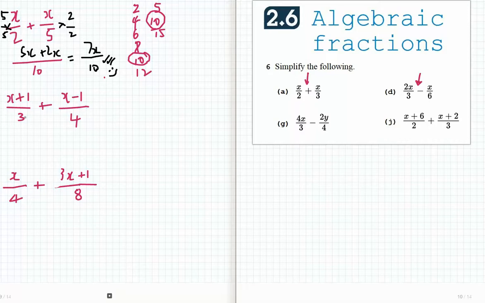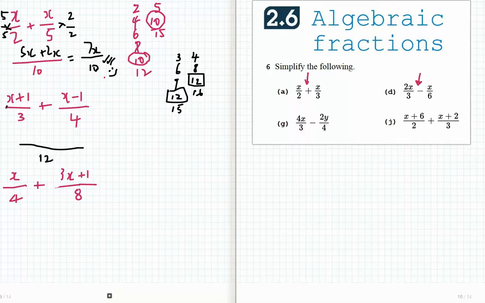In the second example, x plus 1 all over 3 plus x minus 1 all over 4. What's the lowest common multiple between 3 and 4? I go down the 3 times table, 3, 6, 9, 12, 15. I go down the 4 times table, 4, 8, 12, 16. 12 is the lowest common multiple. So 12 will be my lowest common denominator.